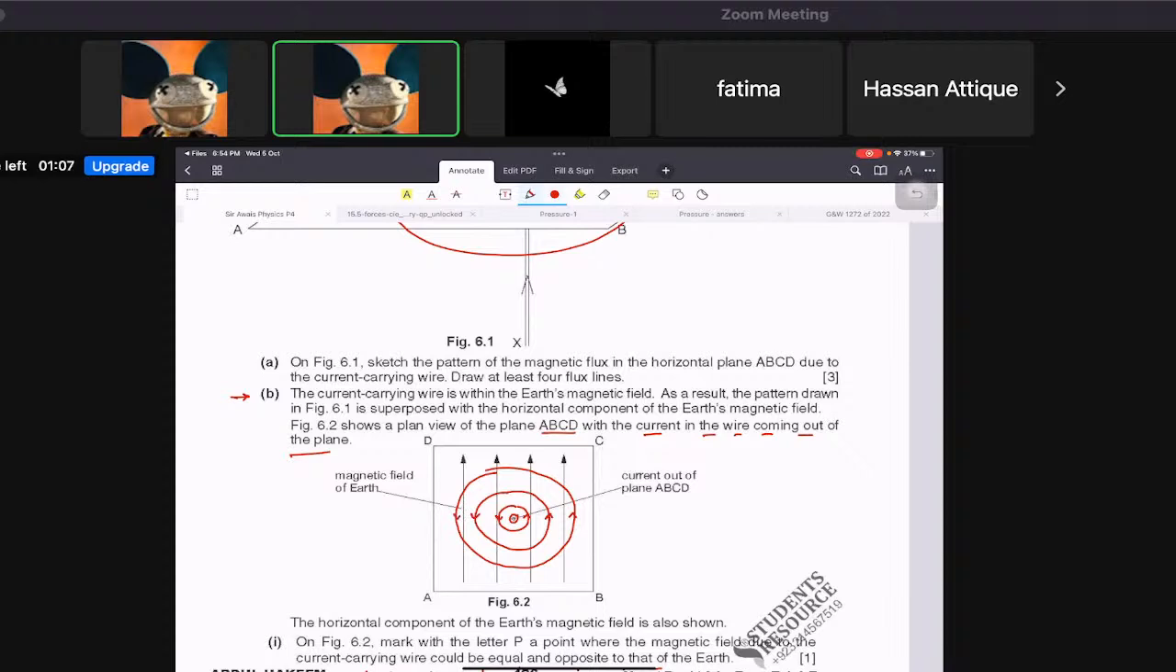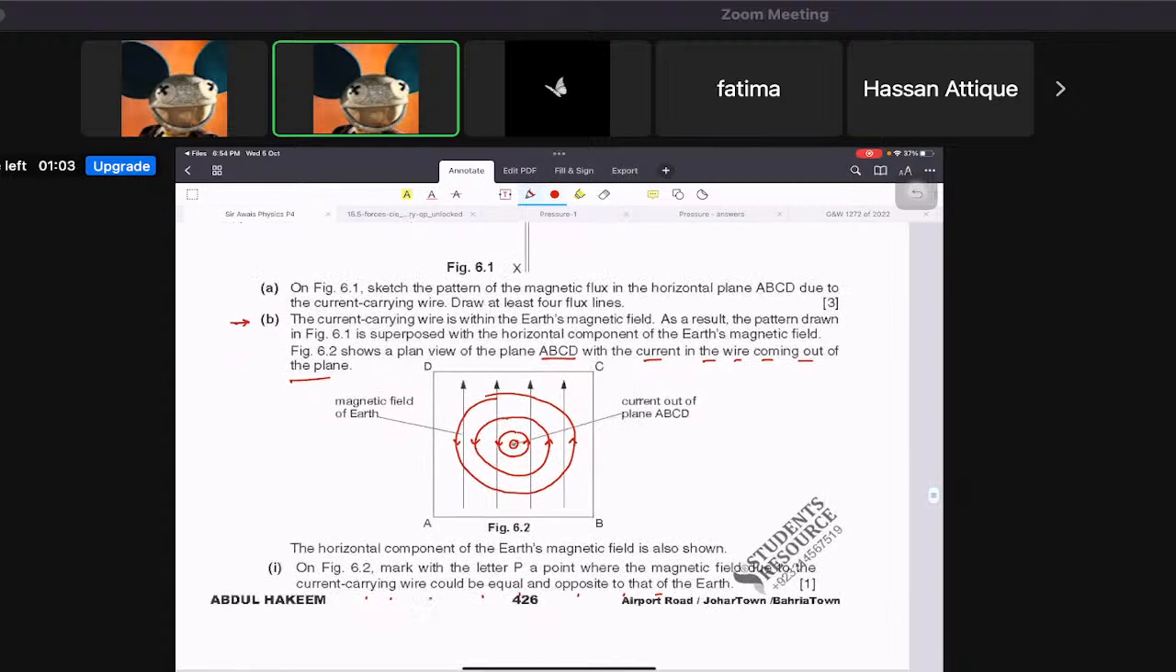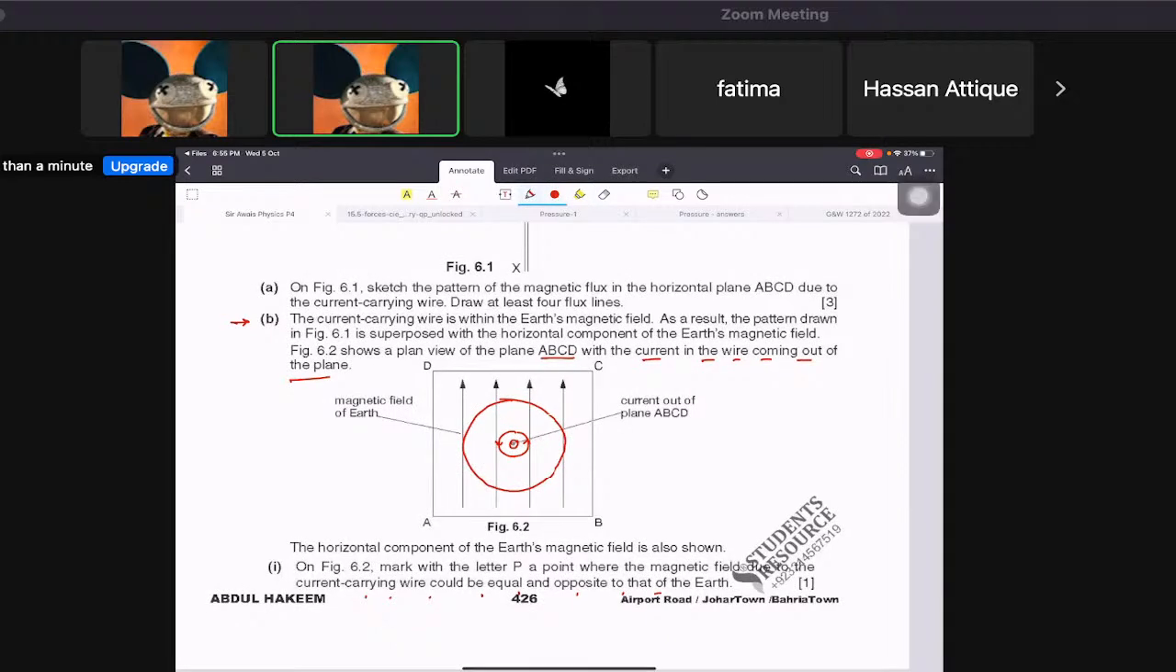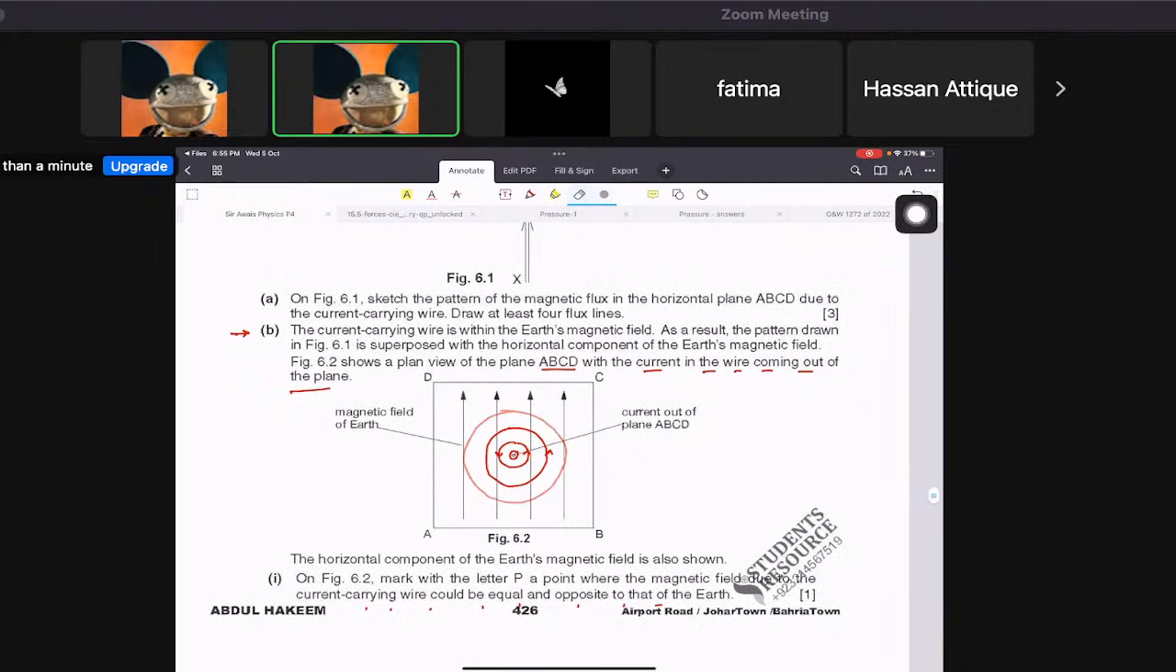So you realize that it says you need a point where the magnetic field due to the current carrying wire could be equal and opposite to that of the Earth. So we need to make a line. It's like this. Now you just need to make arrows, nothing really big here. Here the arrows are like this. Here the arrows are opposing. So this point, if you look at it, is against the field of the Earth. So that's where you're going to write P. Is it clear, everybody? Any questions, please let me know.